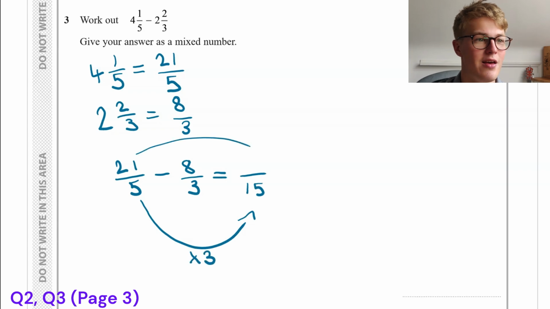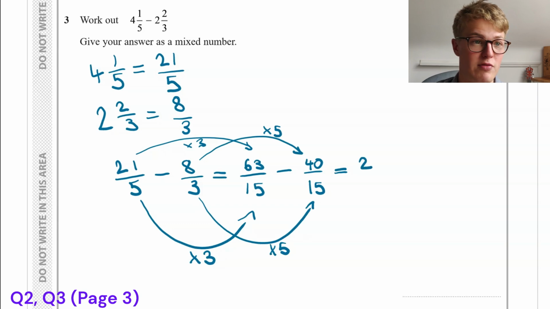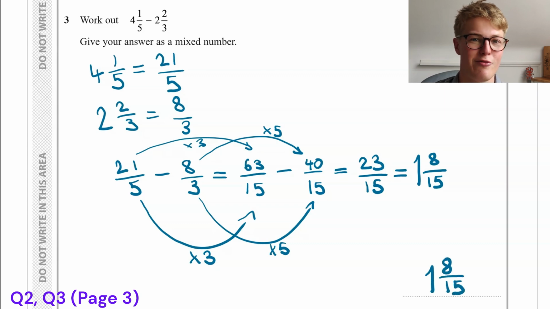So we have 15, so we do 21 times 3 and 5 times 3 to get 63 over 15, and then we do 8 times 5 and 3 times 5 to get 40 over 15. So we now have 63 fifteenths minus 40 fifteenths. That gives us 23 fifteenths, and then remember we need it as a mixed number, so we do 1 and 8 fifteenths as our final answer.